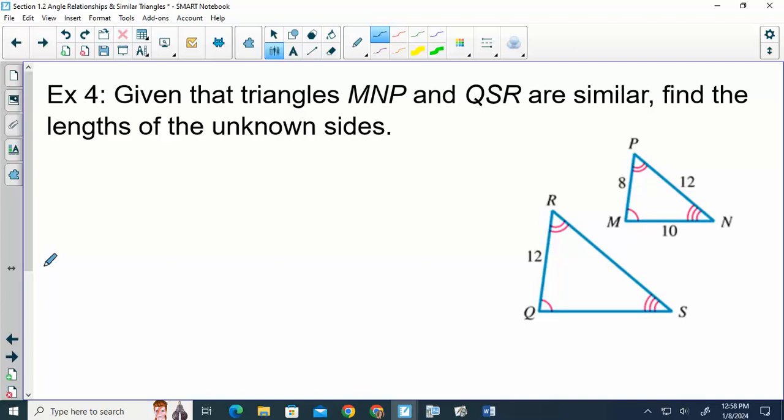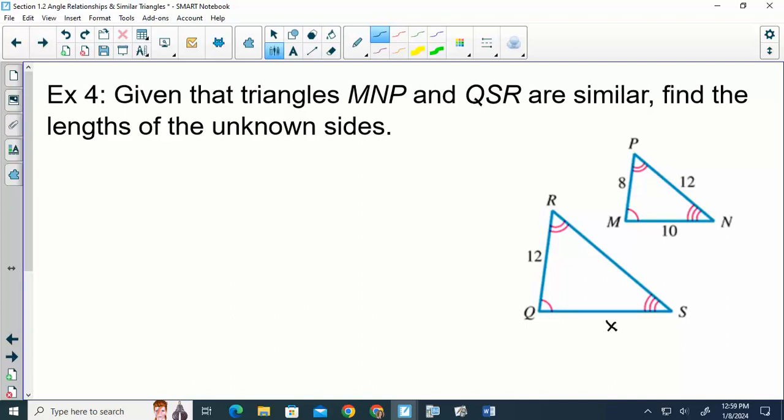Alright. So, given that triangles MNP and QSR are similar, find the lengths of the unknown sides. So I gave you all the lengths in this one and only one in this one. So I have to find each of these 2 sides. So I call this X for a moment.